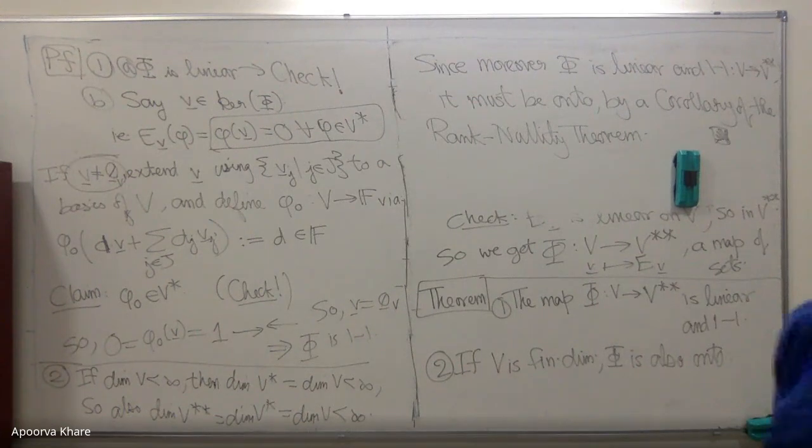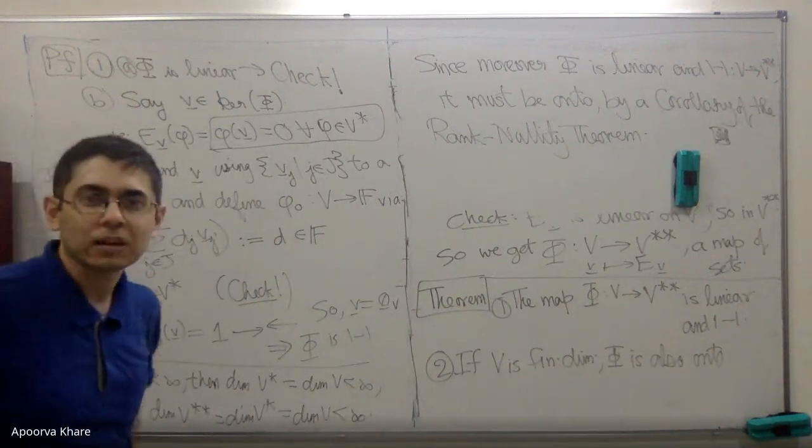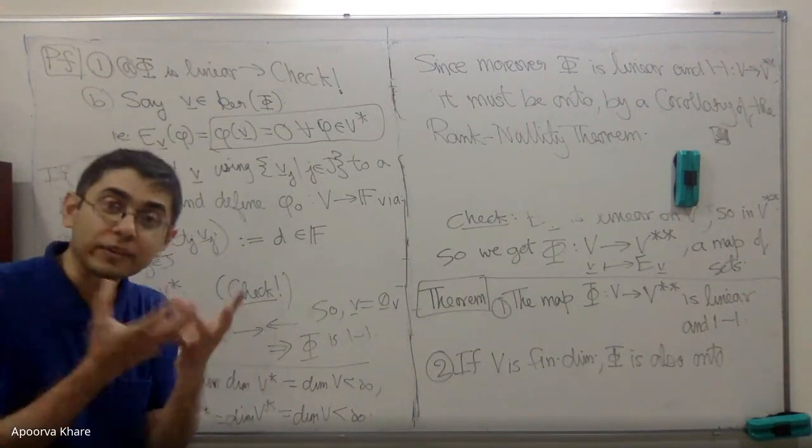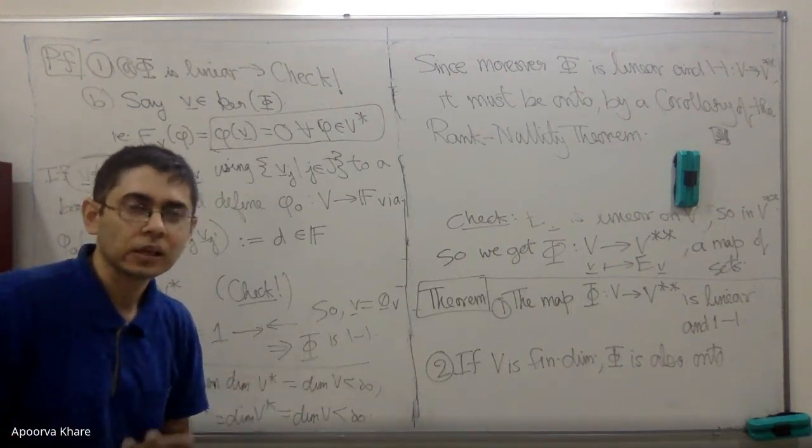And now finally, having done double duals, this result of double duals, I can come back to the transpose and the matrix of the transpose with respect to the dual basis, the adjoint to the transpose. Right? So let's come to that.